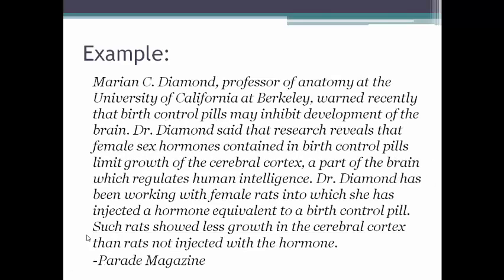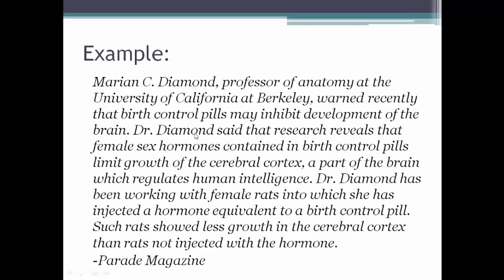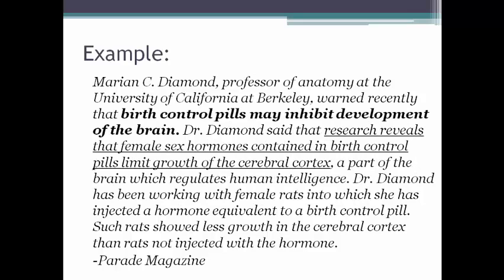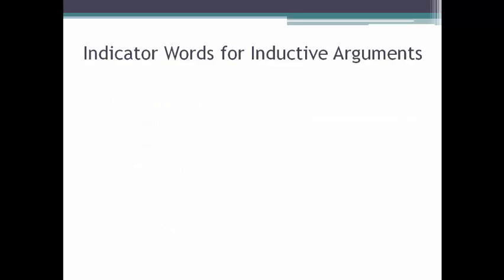Now, when we first looked at this argument, we said this was an argument that concludes that a further similarity holds on the basis of known similarities between two types of things. What are the similarities here? The similarity is female rats and female people. This is why we do a lot of animal testing. We assume that there are certain similarities between animals and people. So that's what's going on there.